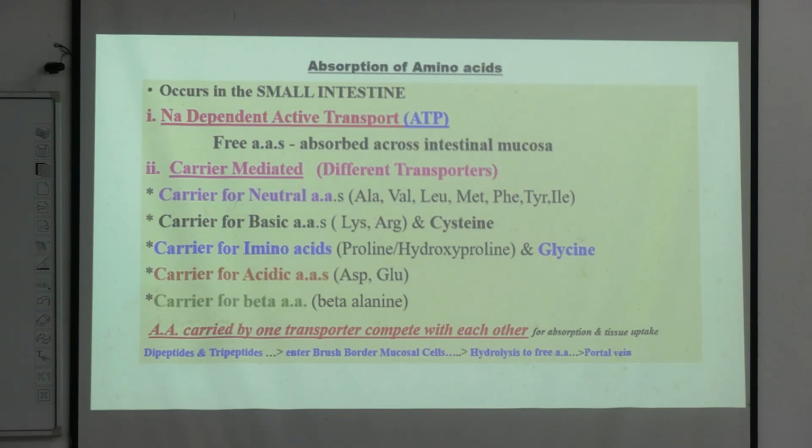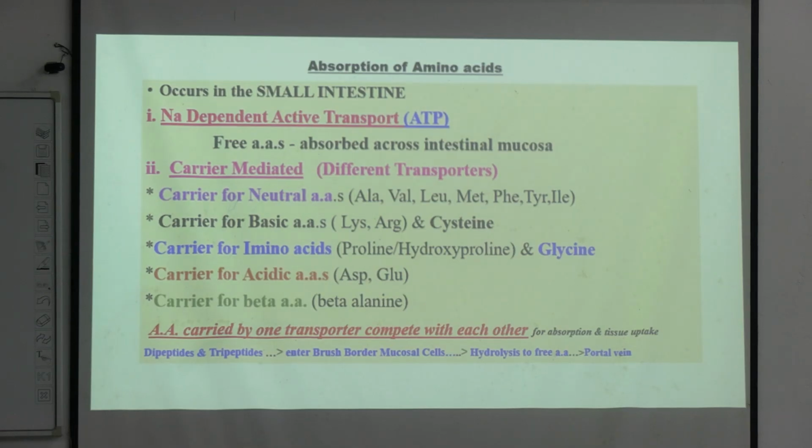Beta alanine is present in carnosine, which is present in the meat. So, beta alanine is produced from L-histidine and beta alanine. So, in the intestine, there are a large number of amino acids which will be available for absorption by the mucosal cells.